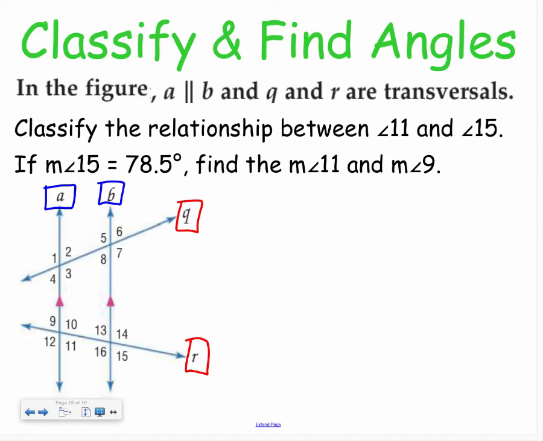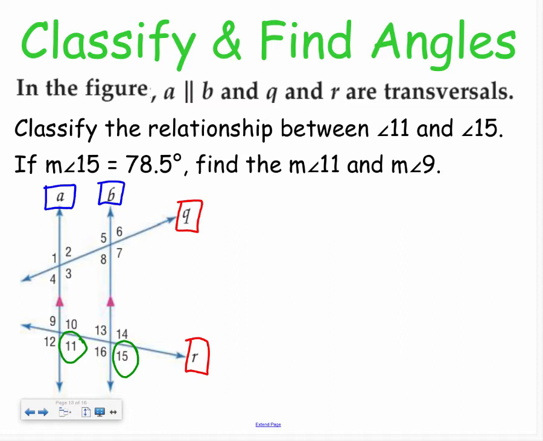The first question it asks is to classify the relationship between angle 11 and angle 15. So angle 11 and angle 15. We are looking at our two parallel lines, A and B, and our transversal in this case is R. First thing to check is, are they alternate interior? Both angles are not on the inside, so they cannot be interior. Then we check for alternate exterior. 11 is an interior angle, so it cannot be alternate exterior.